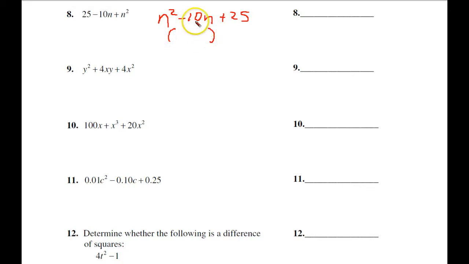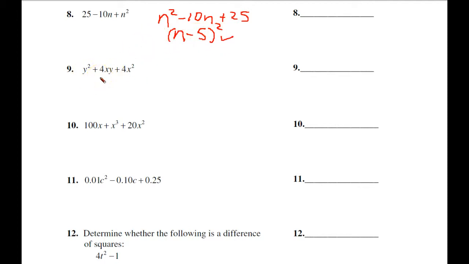And half of 10 is 5, and 5 squared is 25. So this is a perfect square trinomial. Now, don't forget, we use that middle sign. And check it, and it checks out.